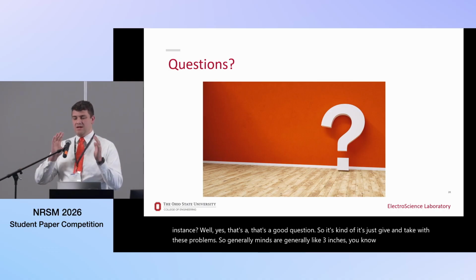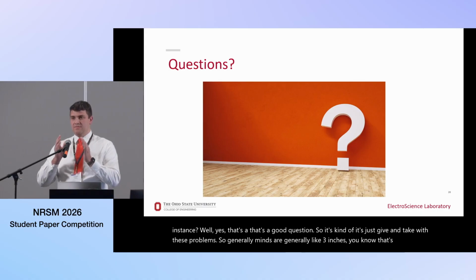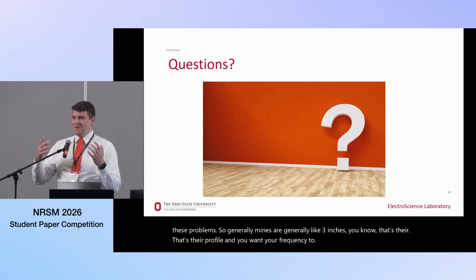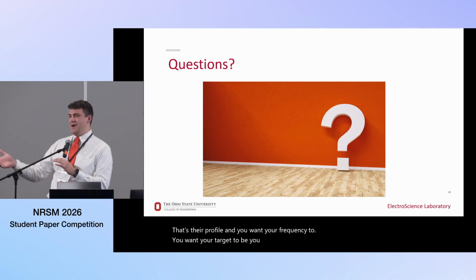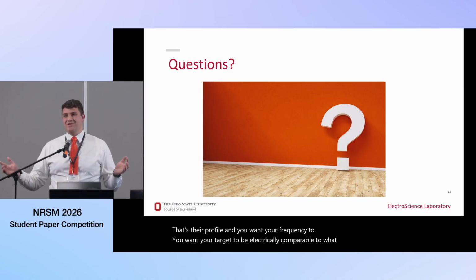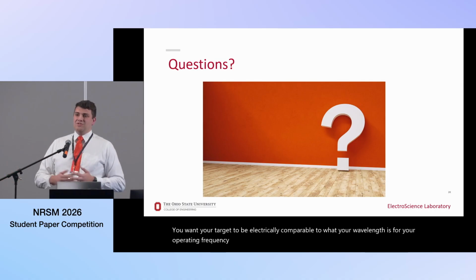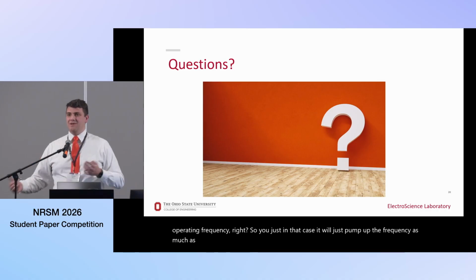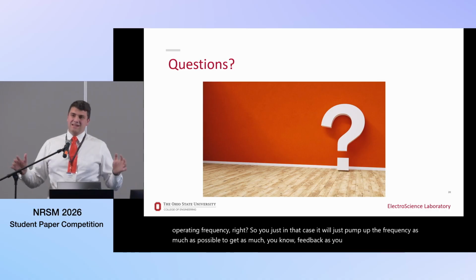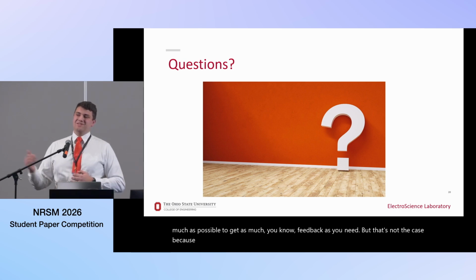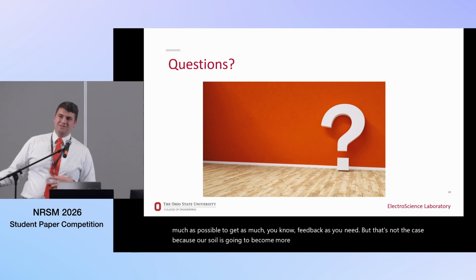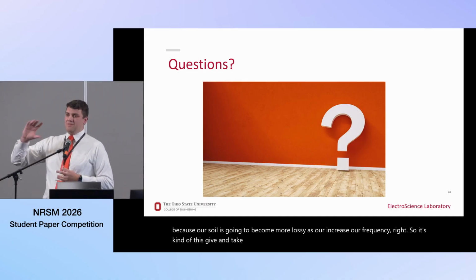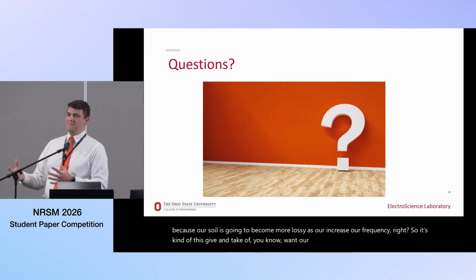That's their profile. And you want your target to be electrically comparable to your wavelength for your operating frequency, right? So in that case, we'll just pump up the frequency as much as possible to get as much feedback as we need. But that's not the case, because our soil is going to become more lossy as we increase our frequency, right?